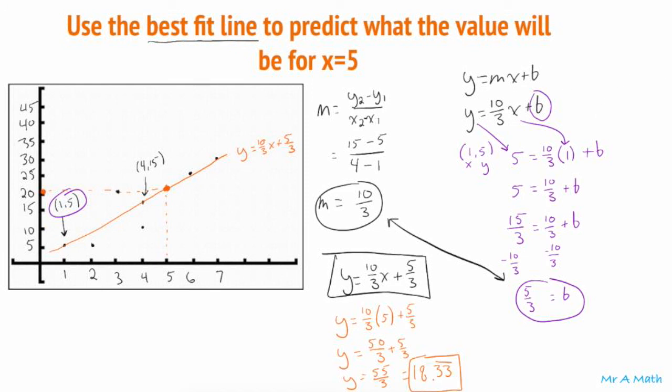So if I go ahead and check that all out, this right here is going to be my answer. So when x equals 5, y is equal to 18.33, assuming my best fit line equation is right here.